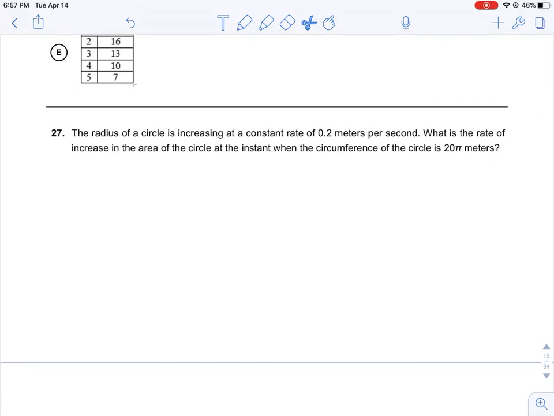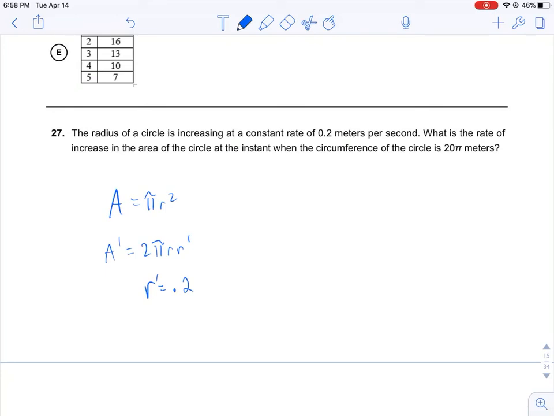27. The radius of a circle is increasing at a constant rate of 0.2 meters per second. What is the rate of increase in the area of the circle at the instant when the circumference is 20 pi? So we're finding the rate of increase in the area of a circle. The area of a circle is pi r squared, so A prime is 2 pi r r prime. r prime is 0.2.